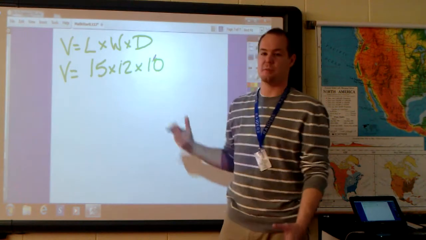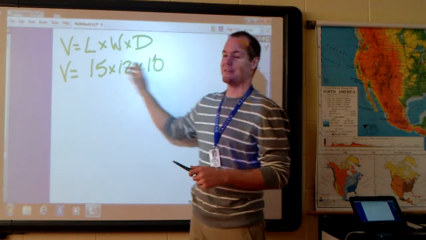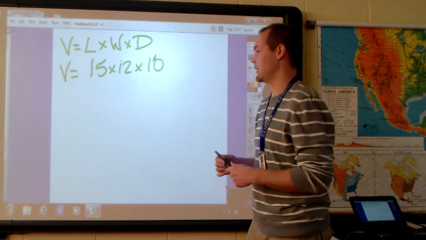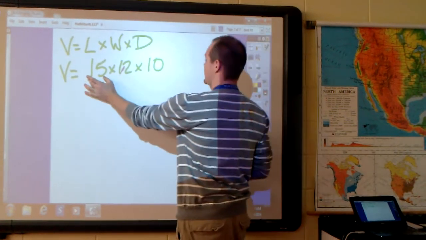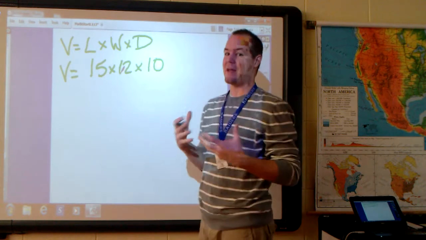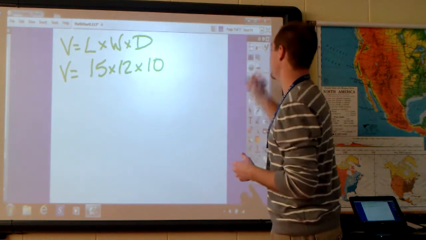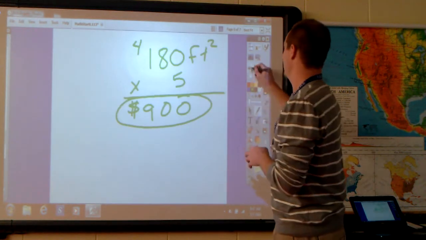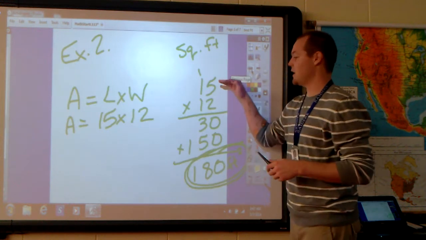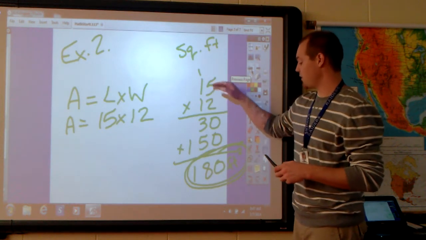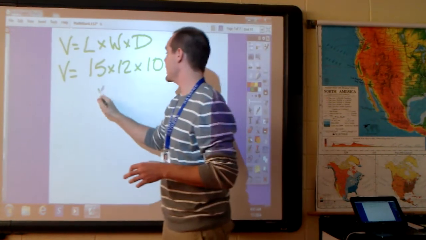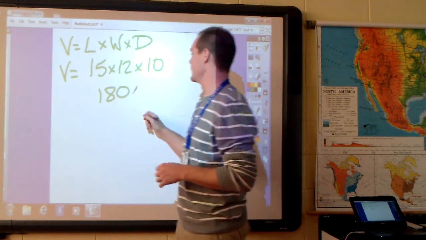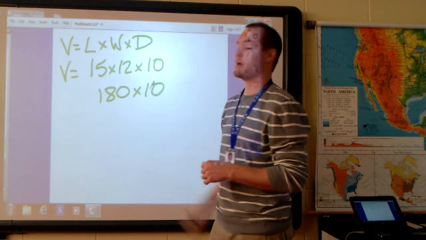Because there are 3 numbers to multiply, we don't want to multiply them all at the same time. That's difficult. So I'm just going to break it up first into 15 times 12 and then multiply that product by 10. Now, we've already solved that problem, 15 times 12, and we know that 15 times 12 is 180 feet squared. So I'm going to use that information and then multiply 180 times 10.